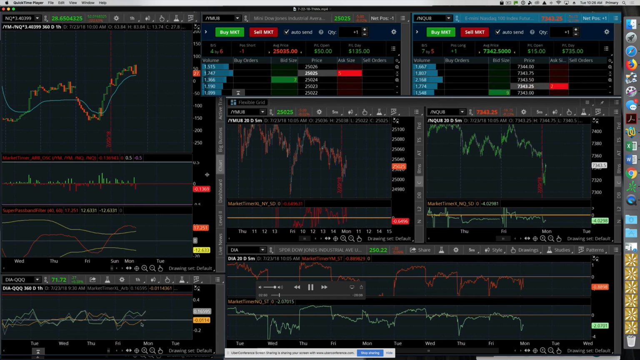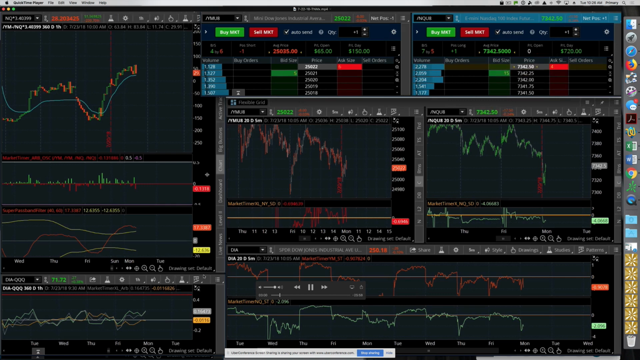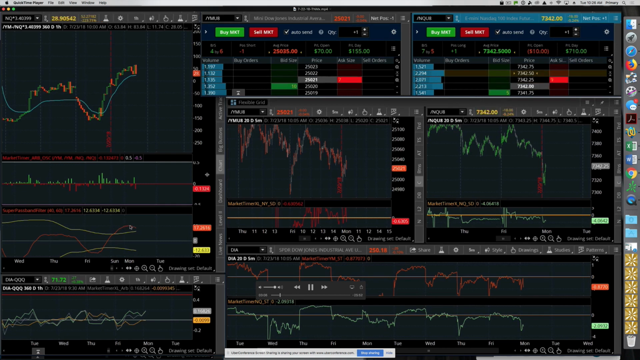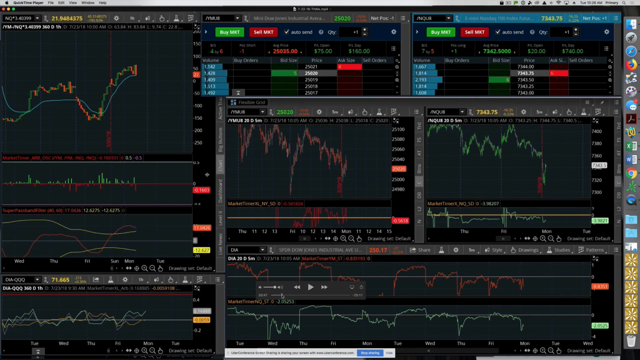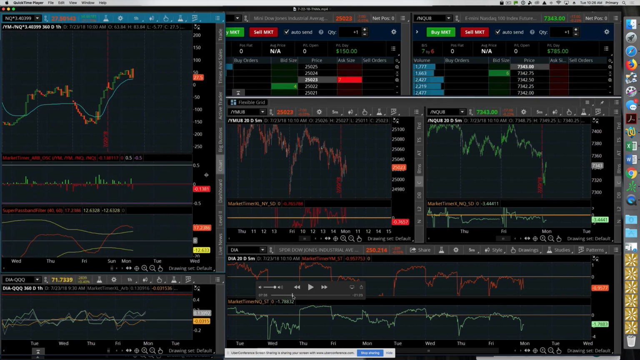And you see these lines down here. One was going down, but the other two were going up. So I had taken a long position, and then I went short as soon as I saw that yellow line starting to move down. This was also when the super pass band filter was above the upper band and starting to head down as well. So that's a no-brainer to take a short position. And then look what happened.